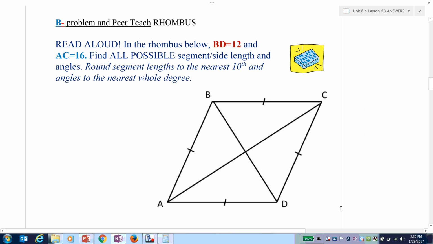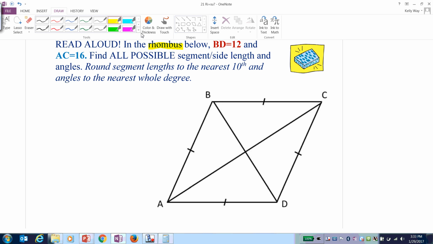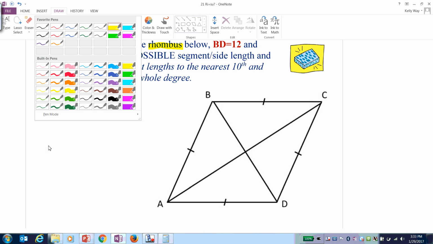Taking a look here, it says, in the rhombus below, stop. Ask the person everything they know about a rhombus. Why don't you try to mark as fast as I do? Mark everything you know is true about a rhombus on the diagram right now.